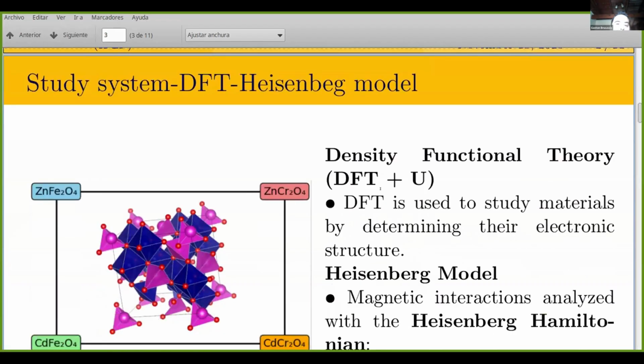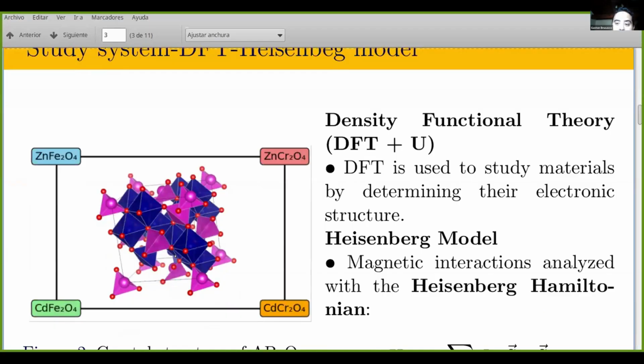Study system, DFT, and Heisenberg model. The ferrites and chromites have a normal crystal structure where the magnetic cations occupy the octahedral sites, blue color, and the non-magnetic cations occupy tetrahedral sites, violet color. The red points are oxygens. These compounds have applications and interest in spintronics.